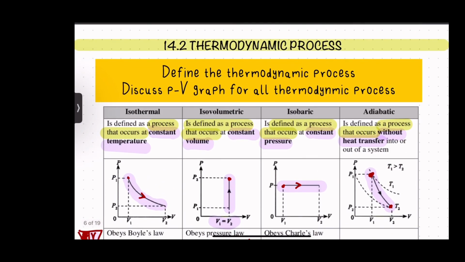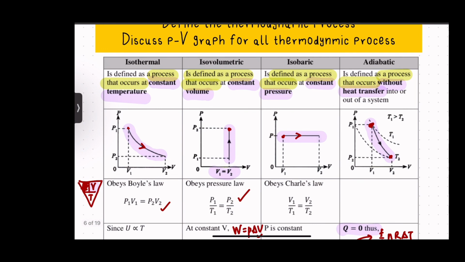Alright, so remember that we have 4 process: isothermal, isovolumetric, isobaric and adiabatic. So isovolumetric ni nama lain dia kita boleh panggil isochoric.